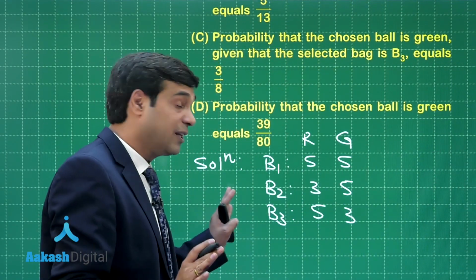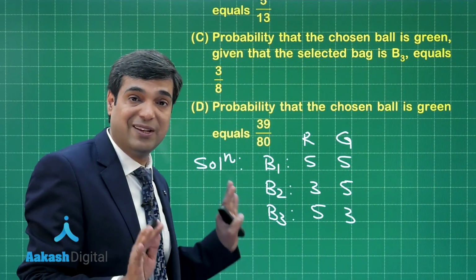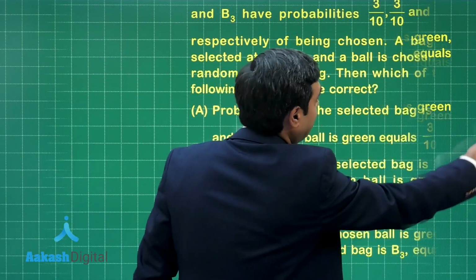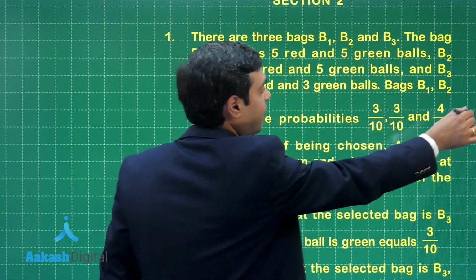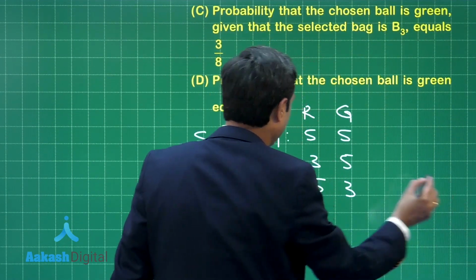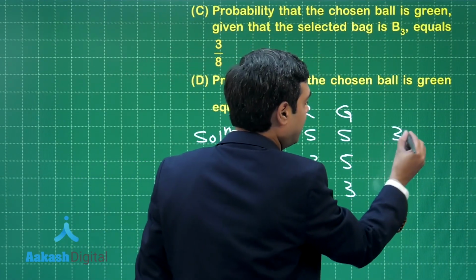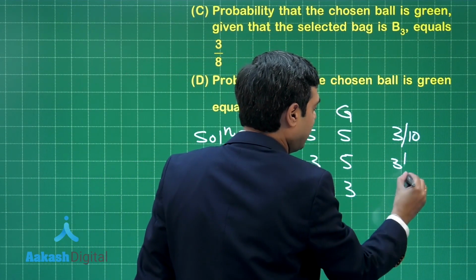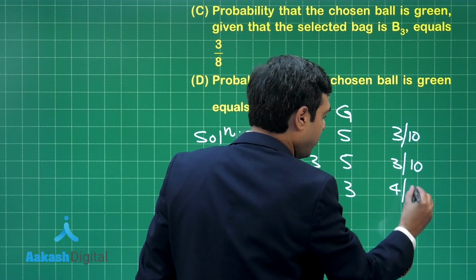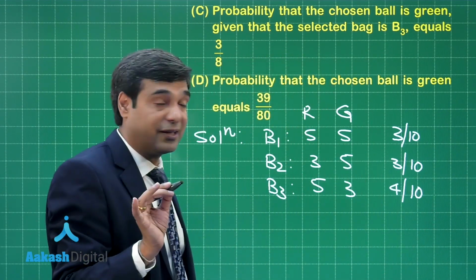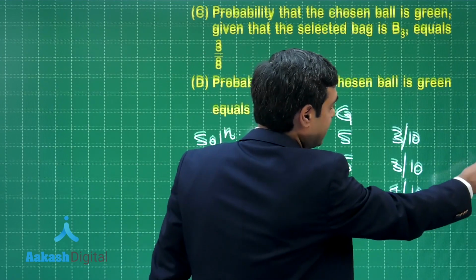Now it is given that the probabilities of selecting B1, B2, B3 are different. It is not the same. It is given to us as 3 by 10, 3 by 10 and 4 by 10. So let's write down these probabilities: 3 by 10, 3 by 10 and 4 by 10. Now let's start this question with all 4 options.